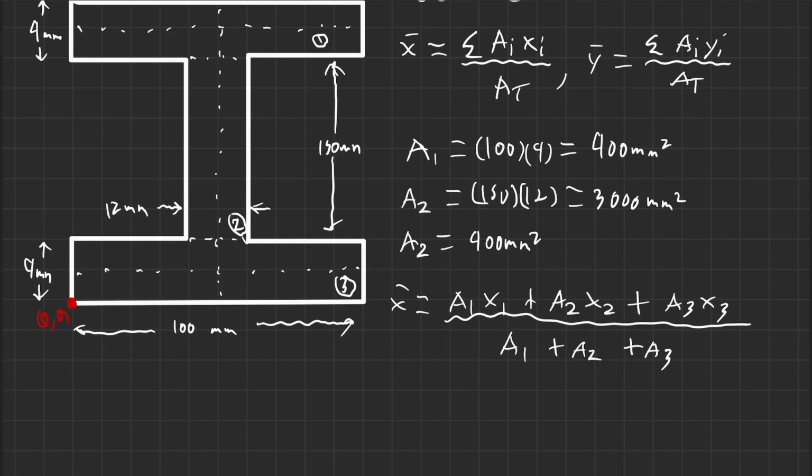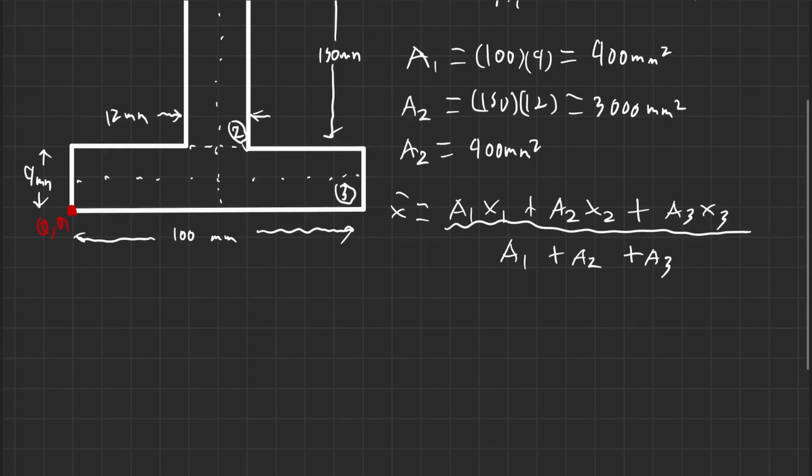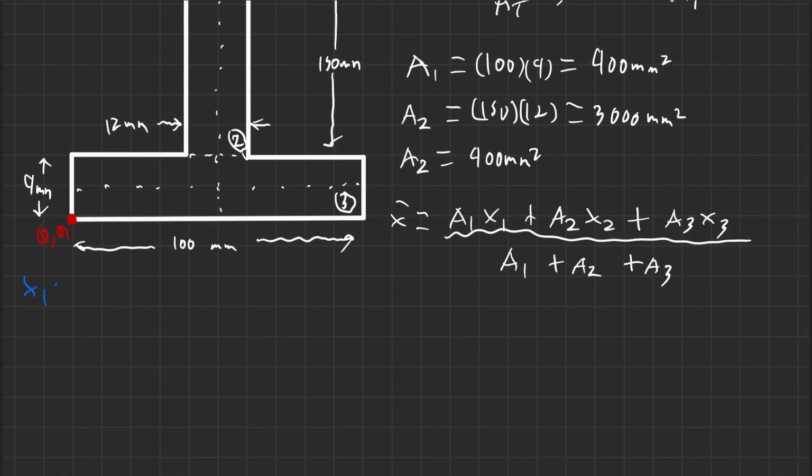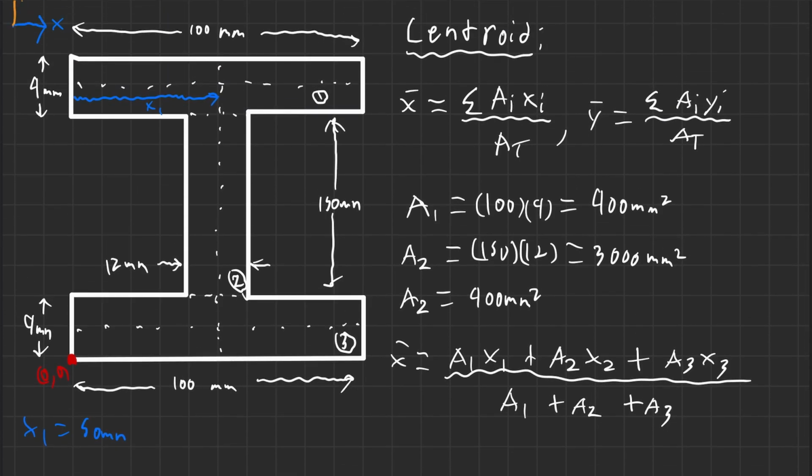So for x1, we want to measure how far the center of shape 1 is from this point. So that would be x1. And that is 50. So we know x1 equals 50. And I know that because it's just half of the top, which is 100.